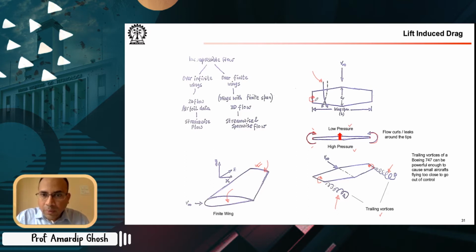On the other hand, in the bottom surface, since flow is moving outward, you see that on the bottom surface, your path lines would behave something like this. So from the root to the tip.